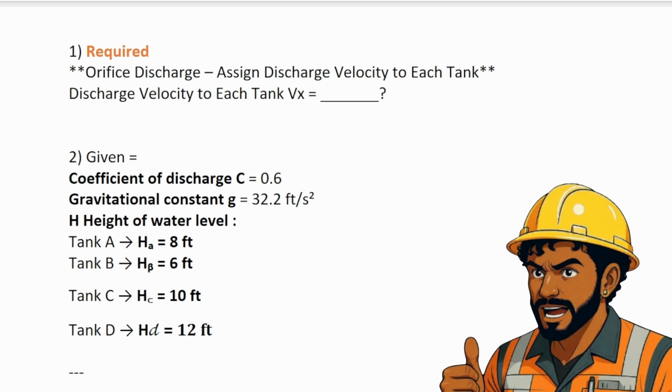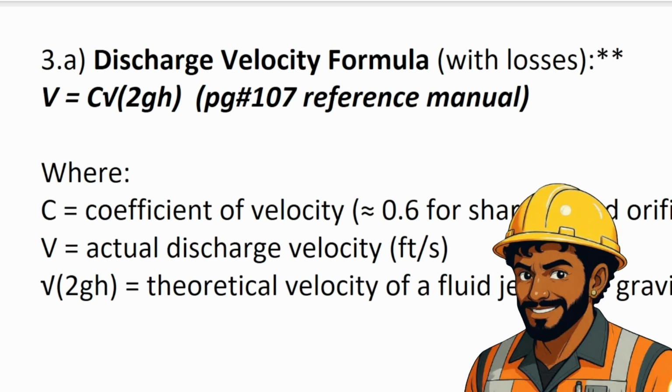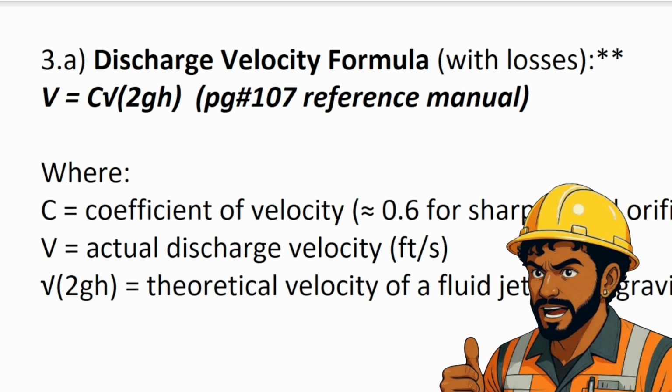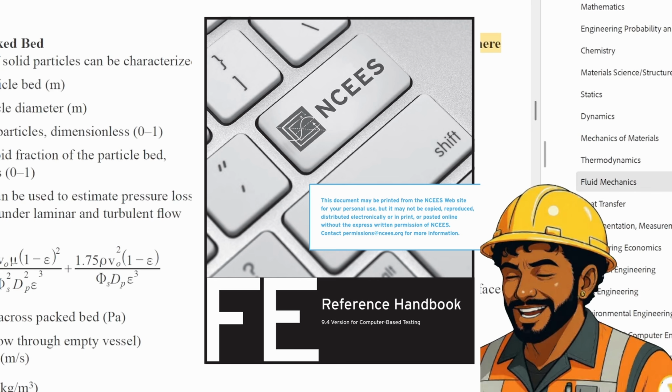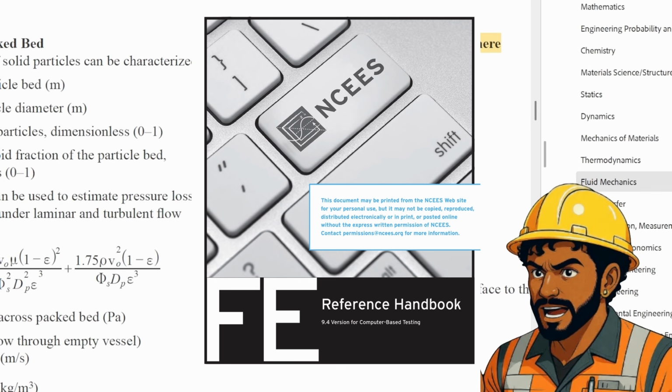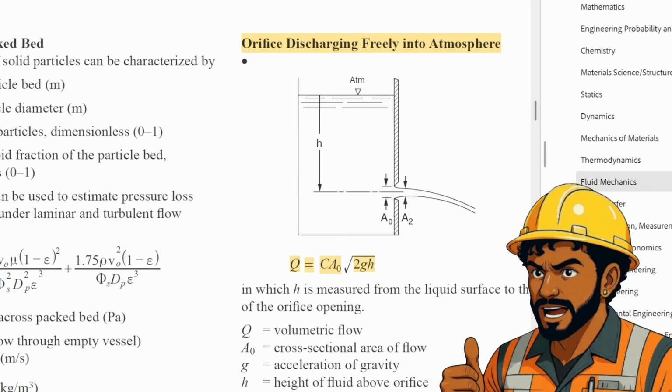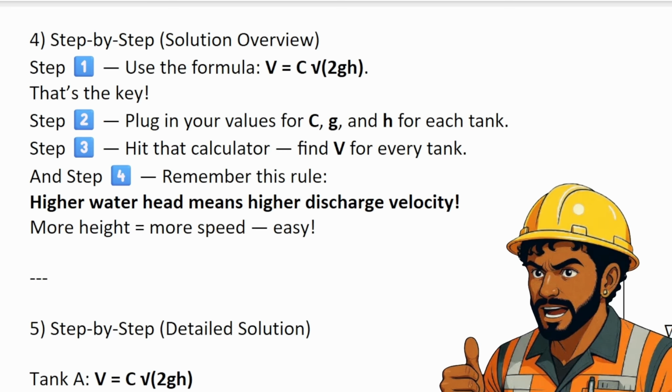So we are required to find out the discharge velocity of each tank, the Vx. Now the discharge velocity formula is V is equal to C times root 2GH. If you look at page number 107 of your FE reference manual, we all know the discharge Q is equal to AV. By ruling out, we know that V is equal to C root 2GH. So you got the formula down.